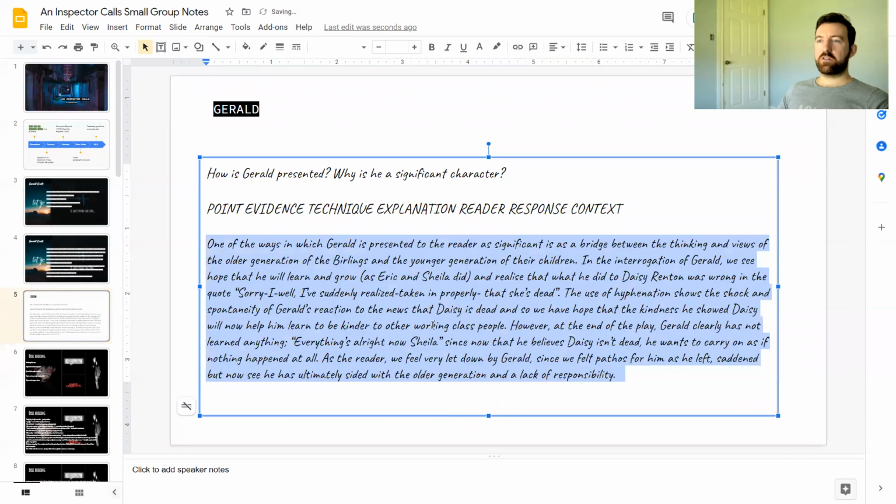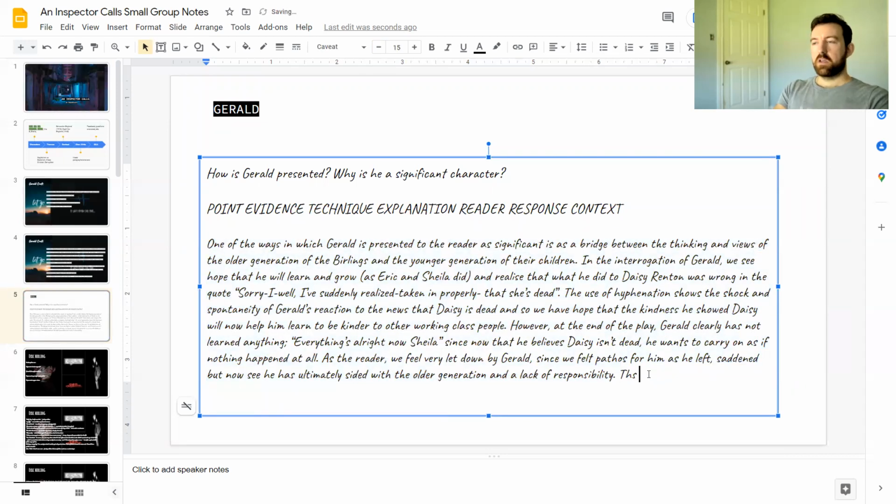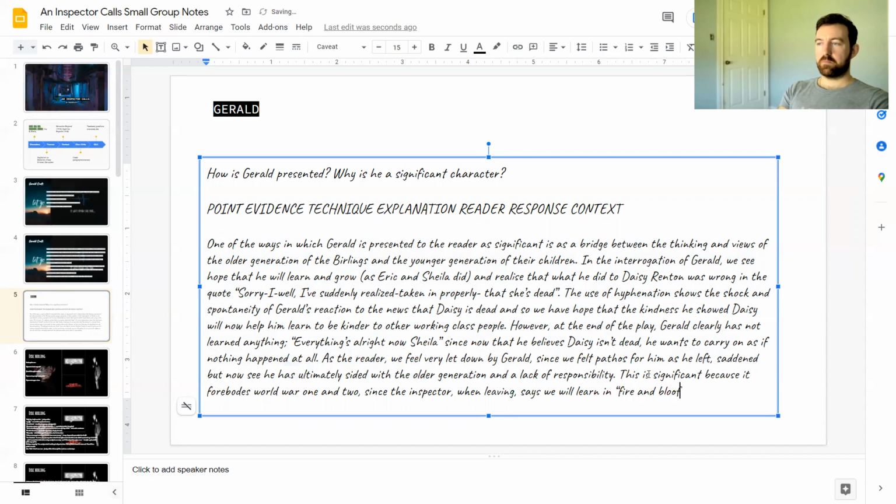So the only other thing we need to add in here is a little bit of context. Most of you will need to add context. This is significant because it forebodes World War I and II, since the inspector, when leaving, says, "We will learn in fire and blood and anguish." For the post-war audience, this message would push them to consider socialism more, as they had just suffered through those wars. Okay, cool.